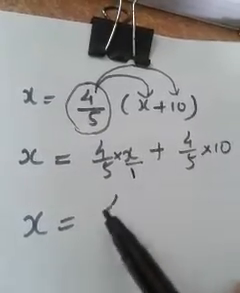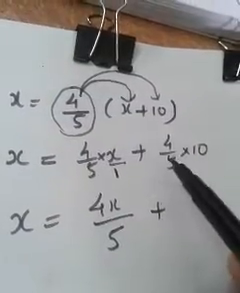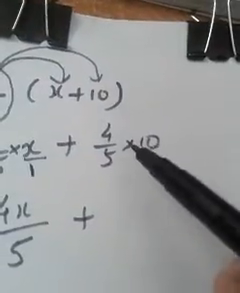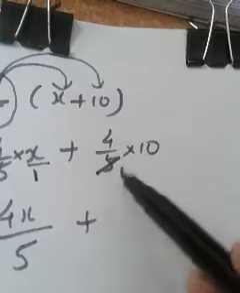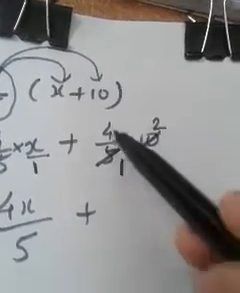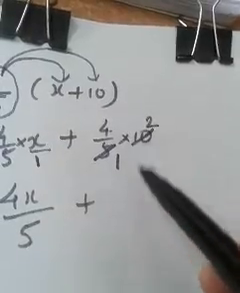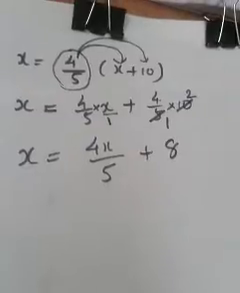So 4 into x is 4x, by 5 into 1 is 5. You may have understood. And 4 into 4/5 into 10. Can you cancel any terms? Since it is multiplication, cross cancellation is possible. So 5 and 10 get cancelled. In 5, how many 5s? 1. In 10, how many 5s? 2. So 4 into 2 is 8. 8 by 1 is 8 itself. You may have understood. Now the bracket is removed, isn't it?